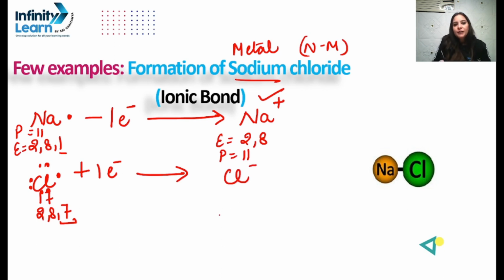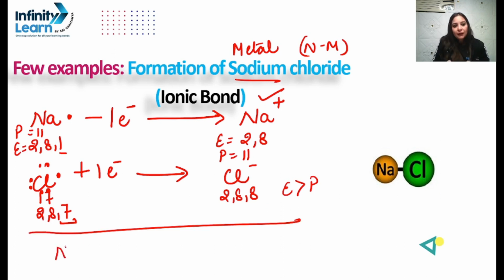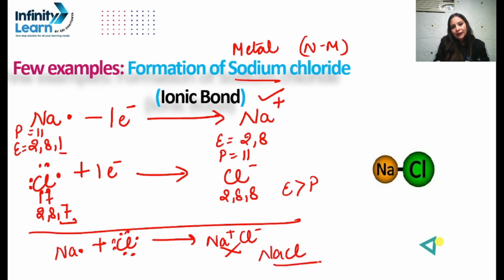After gaining, it will form Cl negative and its configuration will be 2,8,8. And why this negative? Because in this, the electron number is more now, because it has taken one from outside. So overall the bond can be shown: Na valence electron 1, chlorine valence electron 7. When they combine, they form Na positive, Cl negative. Crisscross, you interchange their valencies and you get NaCl. This is how the ionic bond is formed, by using the dots as valence electrons.